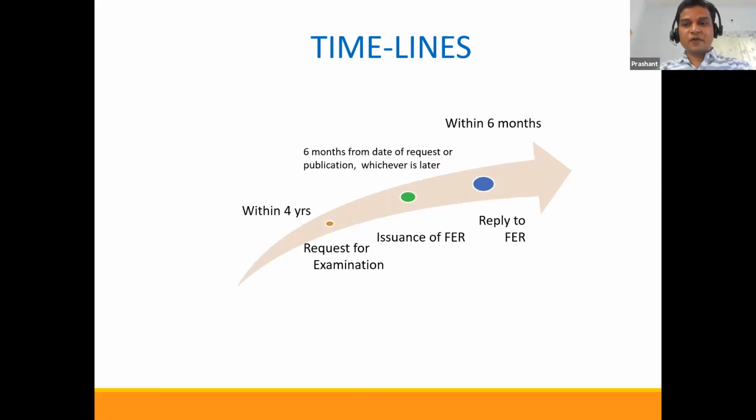Then, as I mentioned, you need to make a request for examination within 4 years from your date of filing. For example, today I file a patent application at the IPO. Today's date is 23rd October 2021. Calculate 4 years, so you have time till 2025. 23rd October 2025 is the last date to file your request for examination.